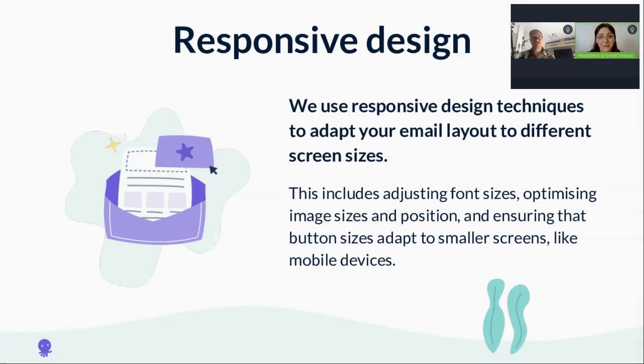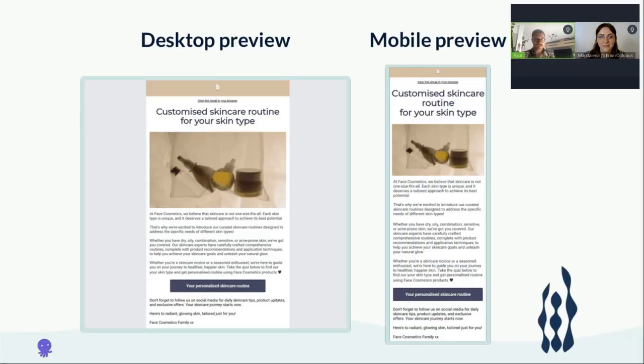Oh, definitely. A mobile friendly design guarantees that your emails are easy to read on smaller screens. Make sure you use responsive design techniques to adapt your email layout to different screens. This includes adjusting fonts, optimizing image sizes and position, and ensuring that the button sizes adapt to mobile devices. Our templates actually use responsive design practices. So if you're using our drag and drop editor, you can be sure that your emails will be automatically adjusted to various screen sizes. Oh, that's great. One less thing to do.